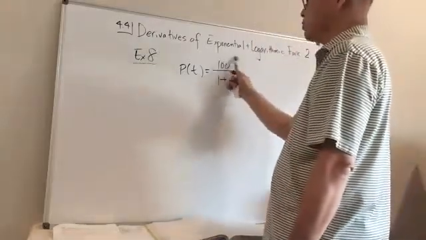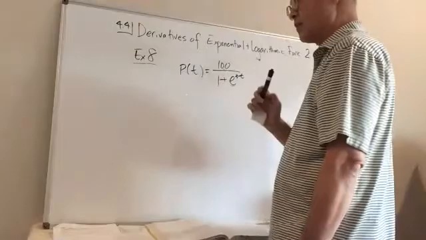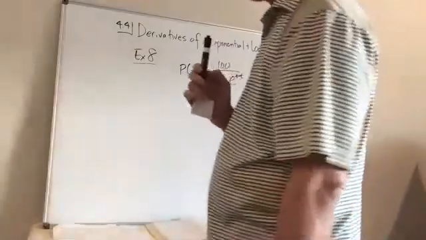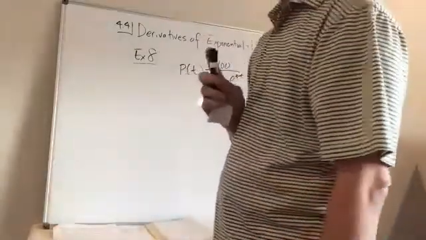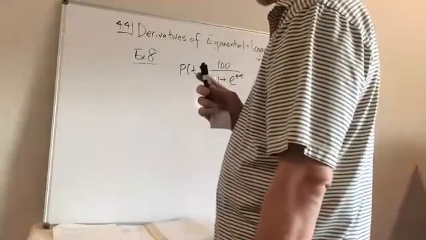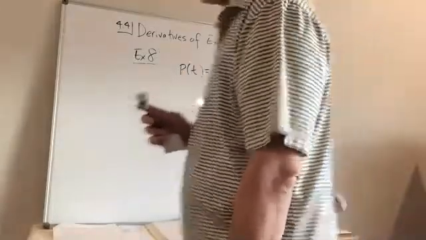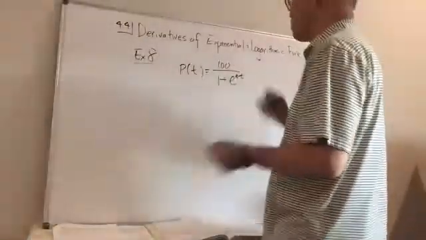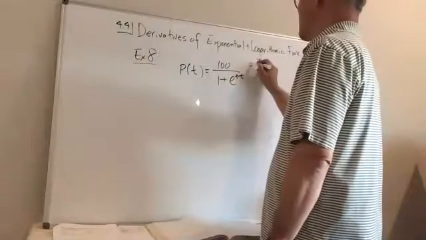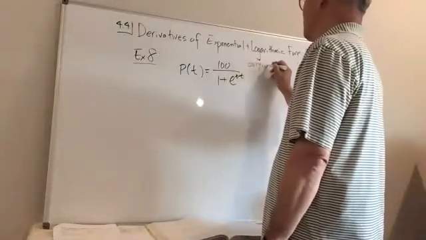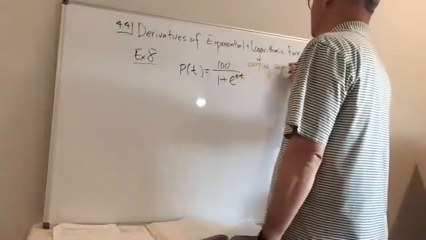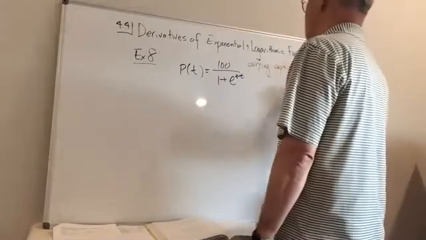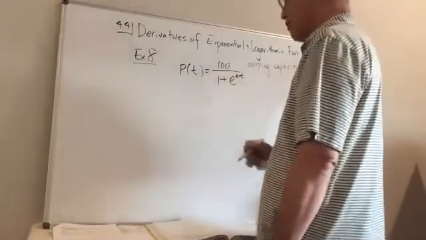So what was this 100 called? Anybody remember what this was called, the 100? There's a specific word for this. When we did the logistic functions, anybody remember the word carrying capacity? This is the carrying capacity. At most, there can be 100 people there, right?